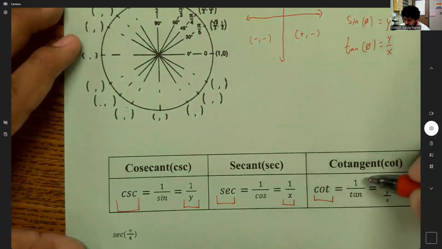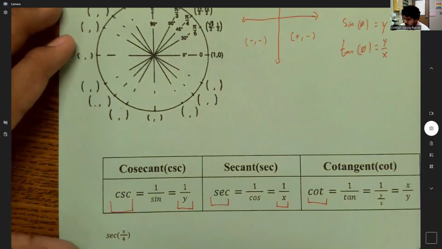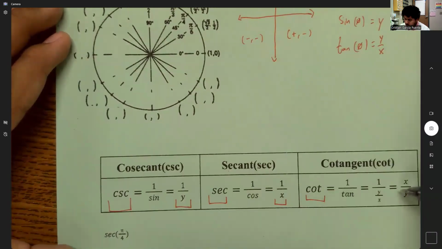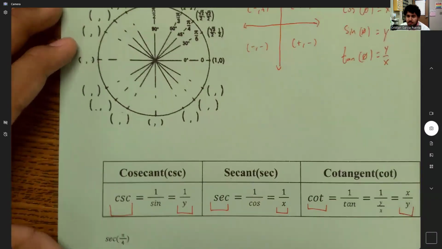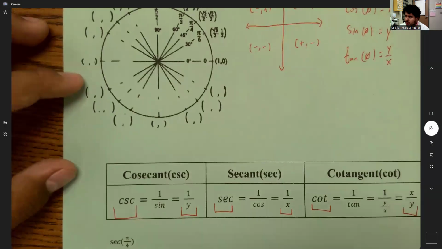Cotangent is equal to 1 over tan, but tan is y over x, so that's equal to 1 over y over x, which is just equal to x over y. Or in other words, cotangent is equal to x over y. All right, so these are the 3 new ones we're going to learn today.